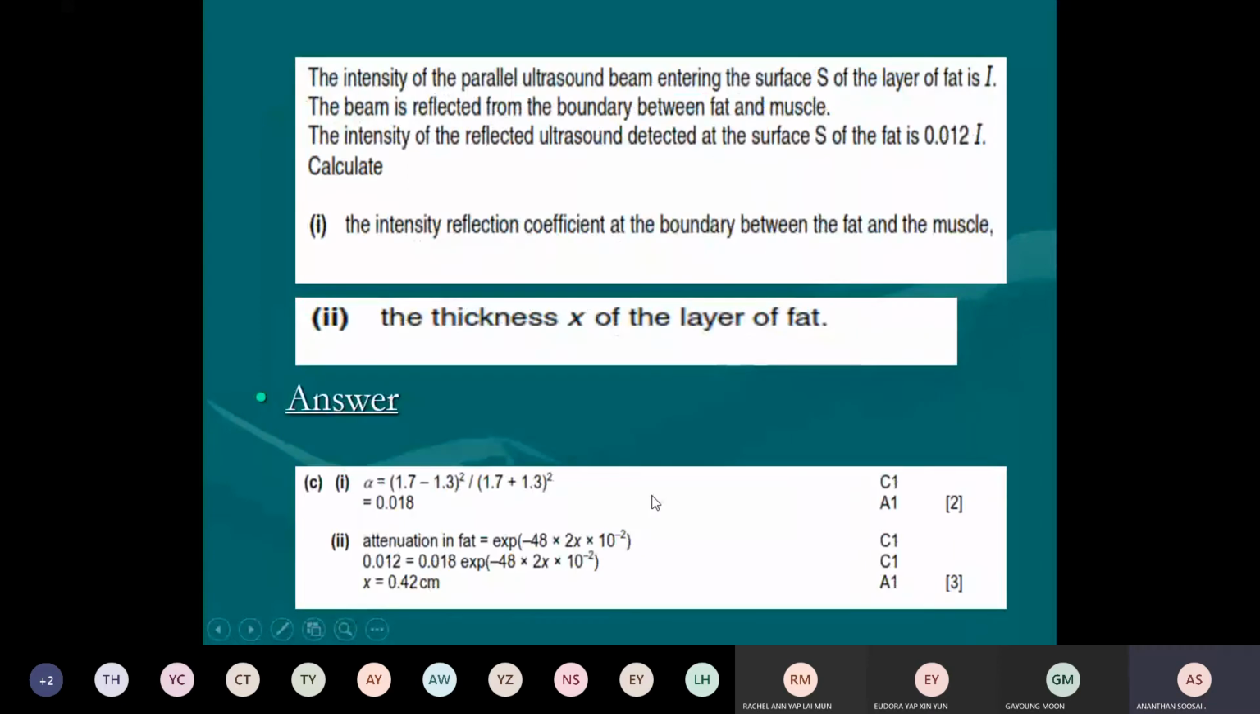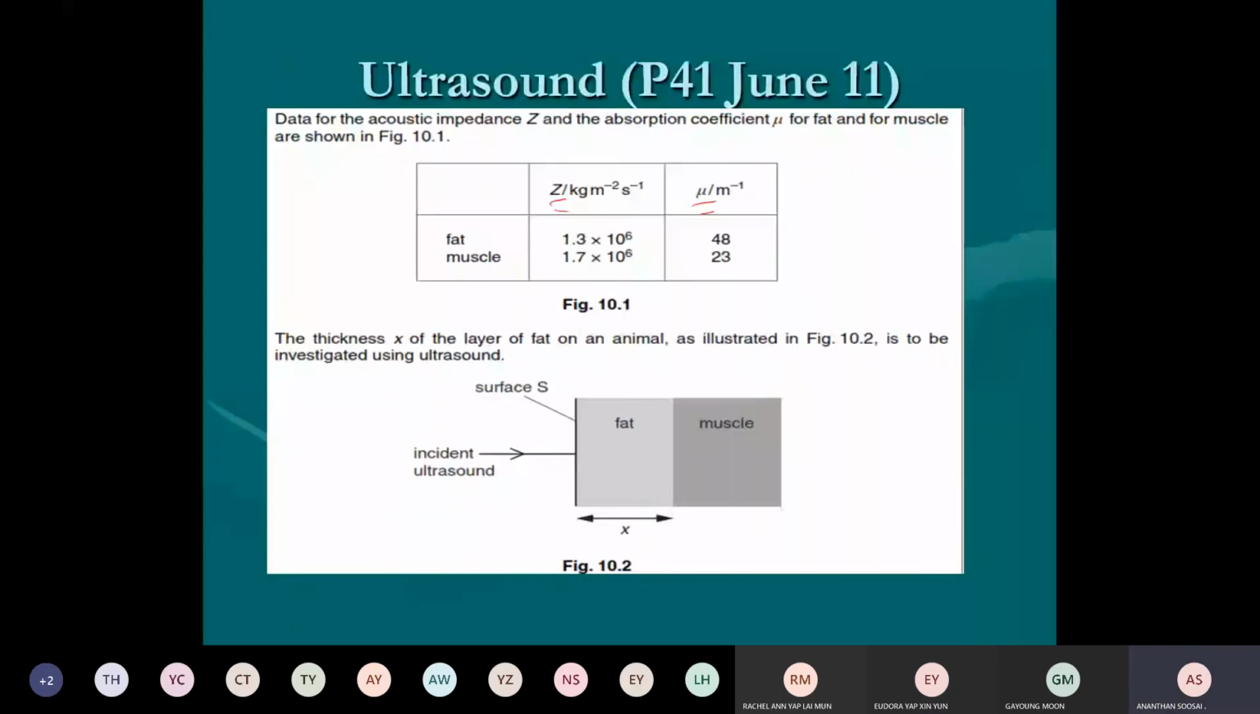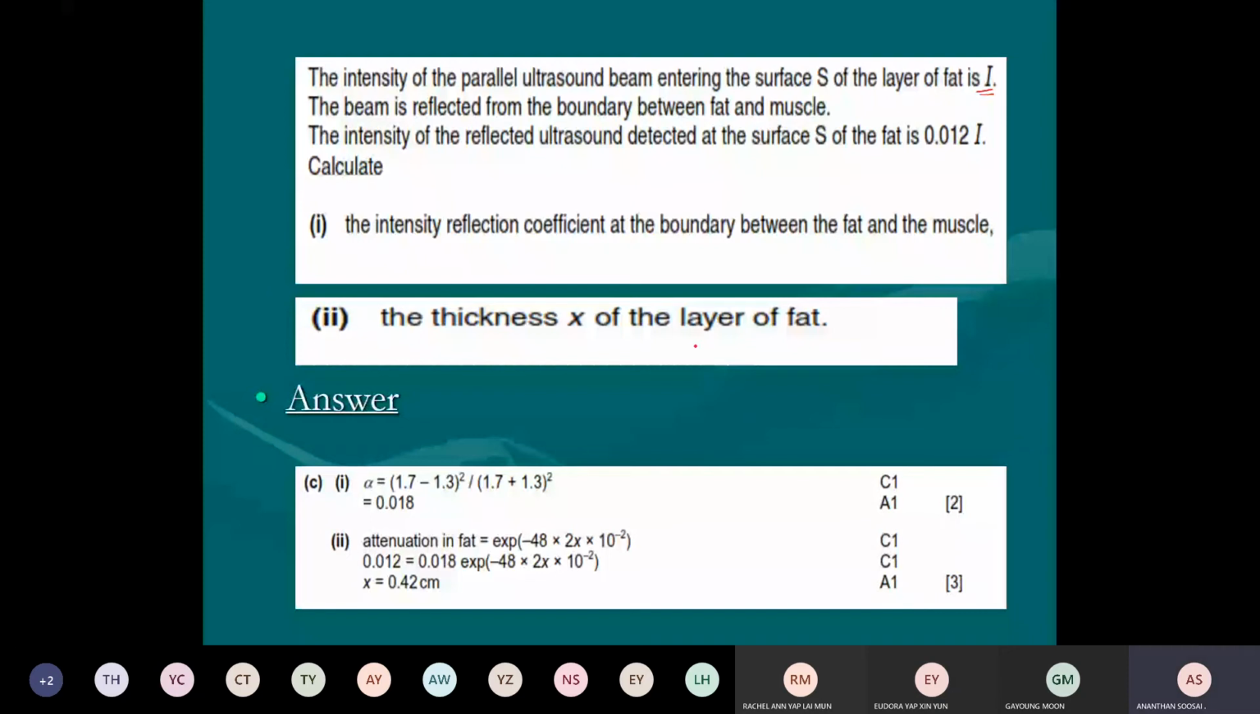Look at the question on top. The intensity of the parallel ultrasound beam entering the surface is I. So I is the one that enters into the tissue. Now the beam is reflected from the boundary between the fat and muscle. The intensity of reflected ultrasound detected at the surface is 0.012 I. What is this intensity? This intensity is the reflected ultrasound detected at the surface of the fat.